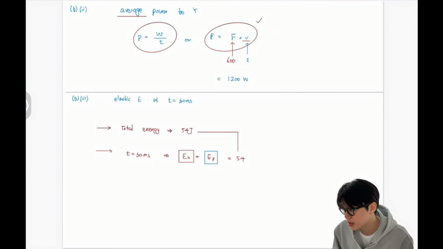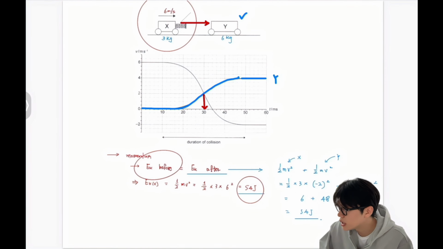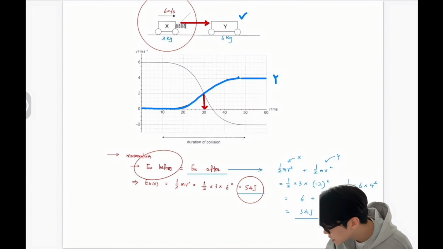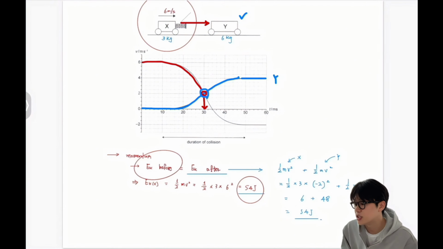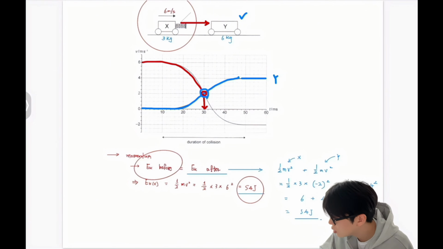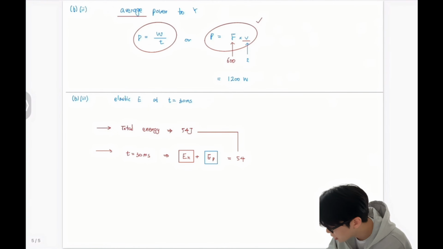At 30 milliseconds, cart X still has some velocity, and cart Y also has a velocity of 2 meters per second. Cart X has 2 meters per second, and cart Y is moving at 2 meters per second as well. They are both moving at 2 meters per second. So for the kinetic energy, we have to think about cart X, and also cart Y.